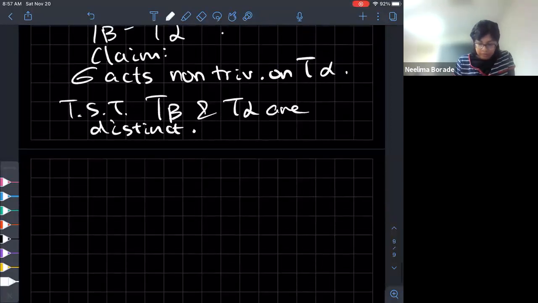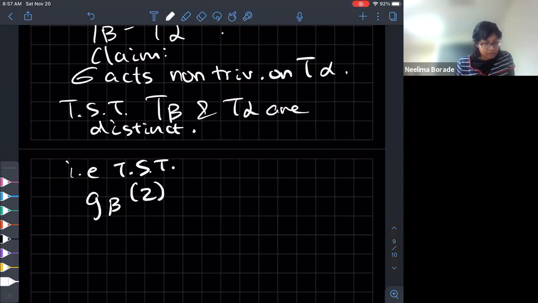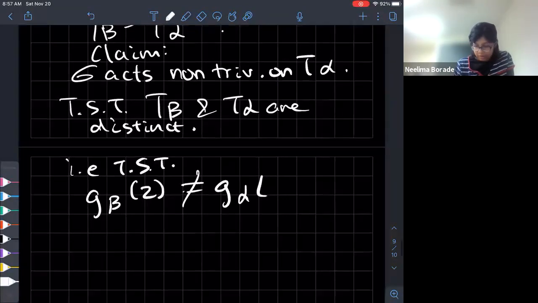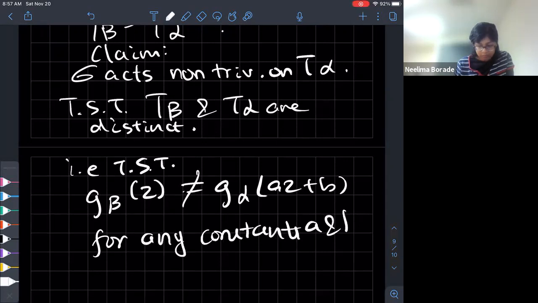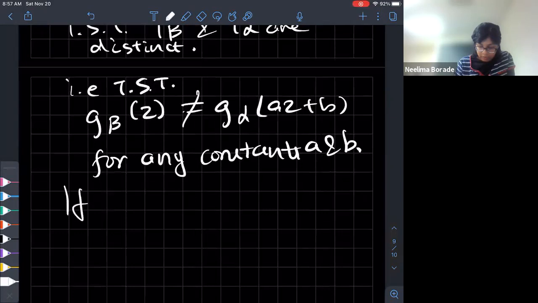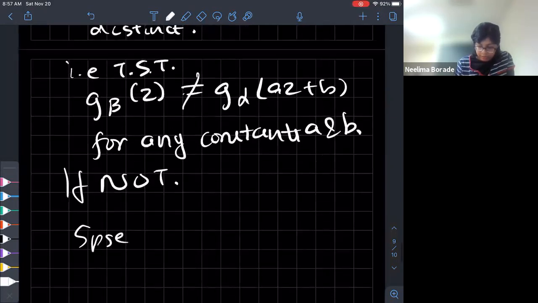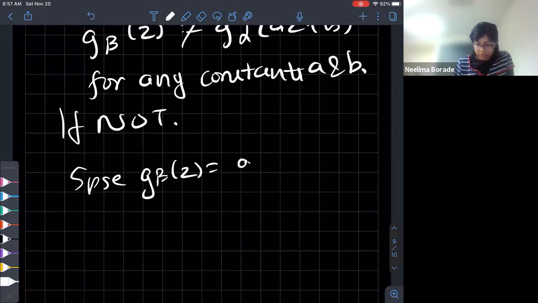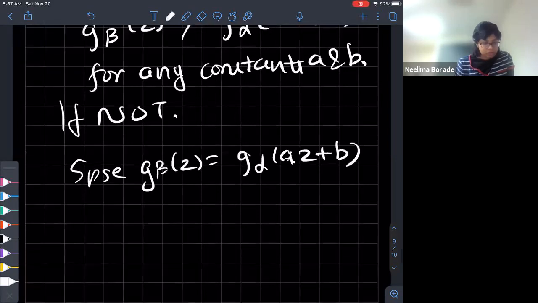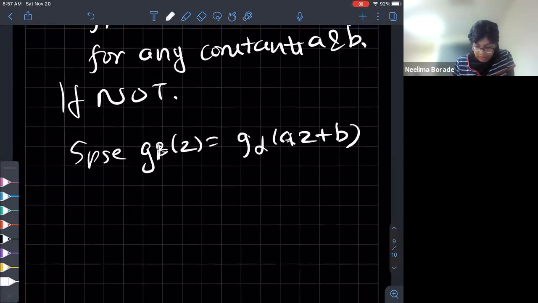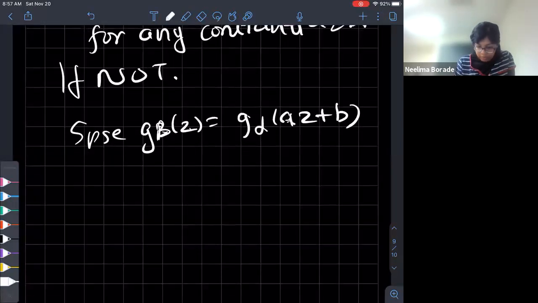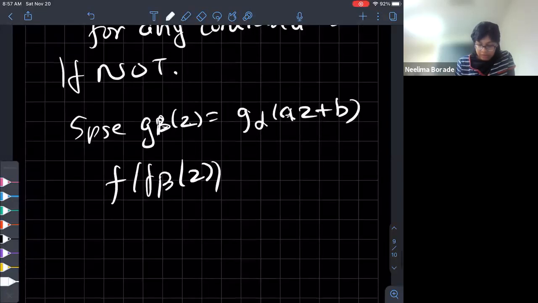And this is equivalent to showing that g beta of z is not equal to g alpha of az plus b for constants a and b. Okay, so suppose if not, suppose g beta z was equal to g alpha of az plus b, then what goes wrong? Well, we do some compositions and apply the lemma. That's basically what we'll do now. So we have f of f beta z is equal to, this is just rewriting using the definitions of these Bailey polynomials.